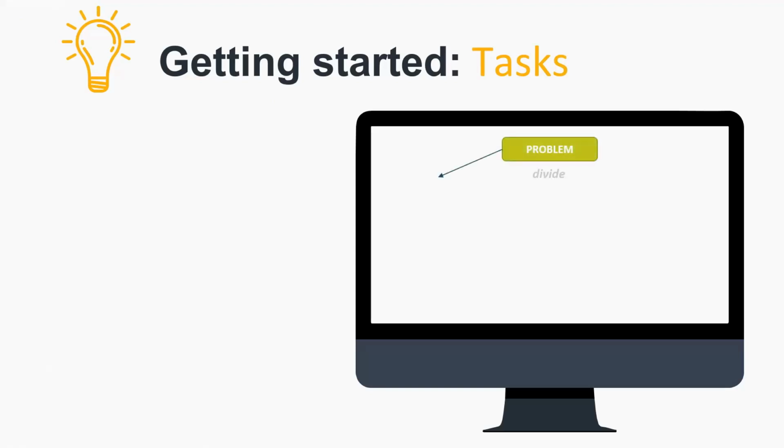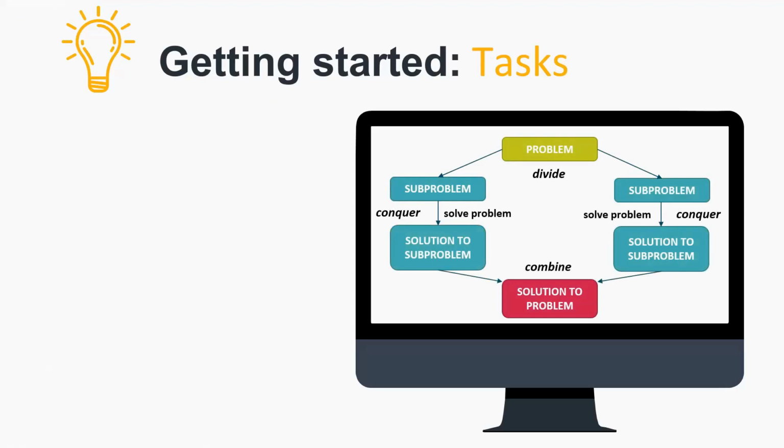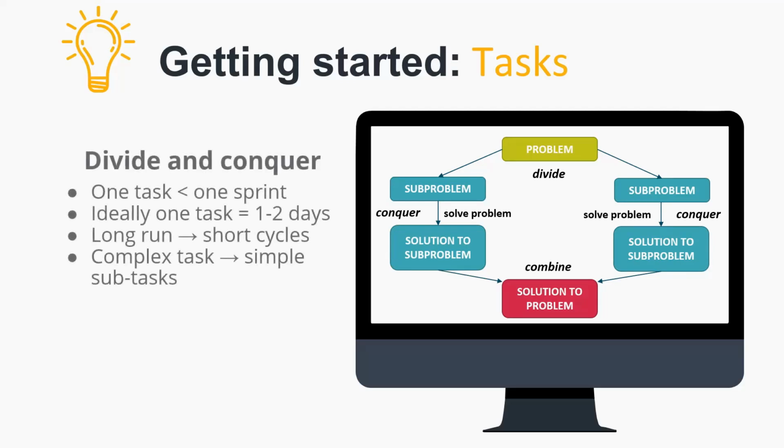Getting started. Tasks. The main principle of your work approach should be divide and conquer. It means that complex tasks should be broken into smaller ones, and problems that take a lot of time to solve should be divided into sub-problems which can be solved relatively quickly. A person assigned to a task should be able to complete it within one sprint. If a task takes longer than one sprint, it should be broken into smaller tasks or subtasks. Ideally, you should have assignments that a team member can complete in 1-2 days.